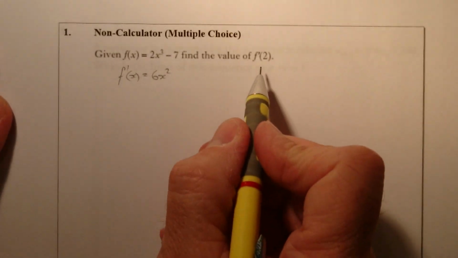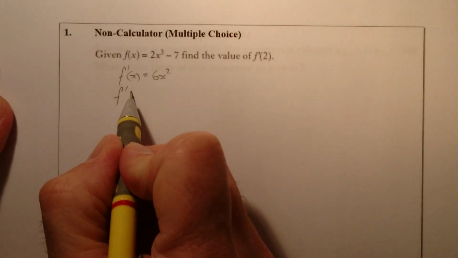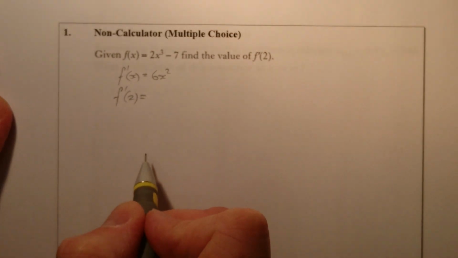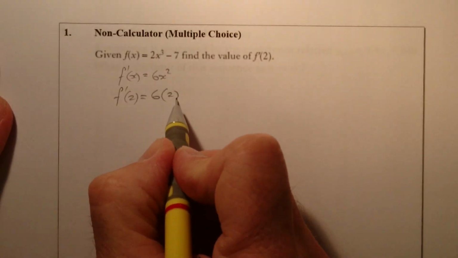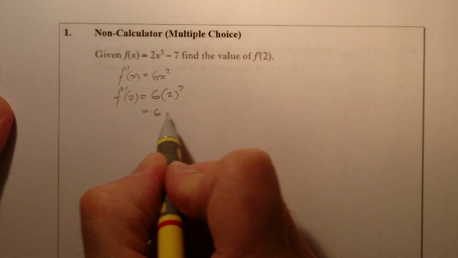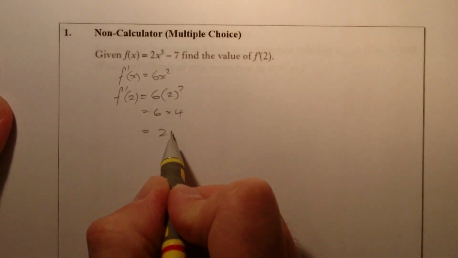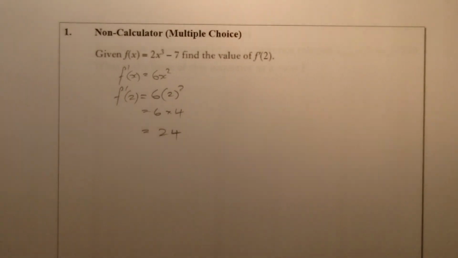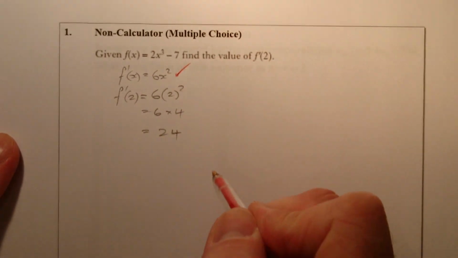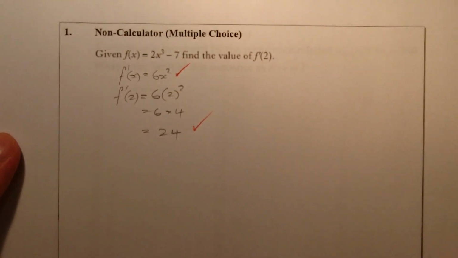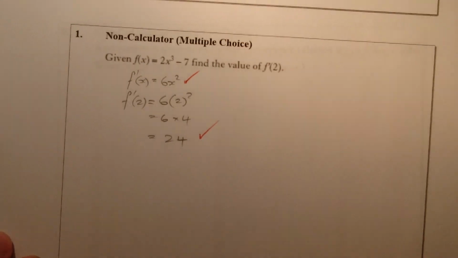What I'll then do is substitute the 2 into that differentiated equation. And what I have is 6 times 2 squared, which will give me 6 times 4, and the answer for that will be 24. Marks for this one: 1 for differentiating correctly, and the second one for getting the 24. So that was out of 2 marks. Next question.